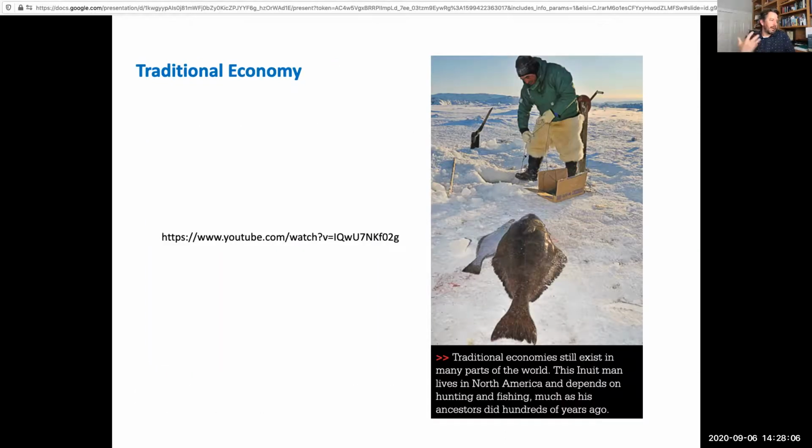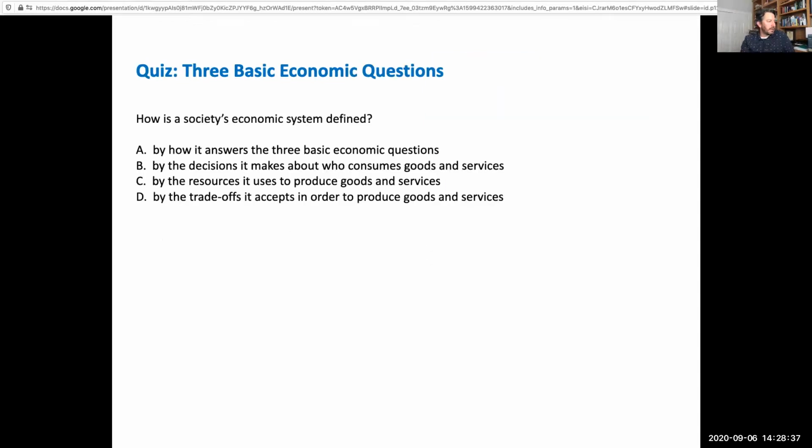Okay, so now let's talk about a traditional economy. This is just one example of an economy. Here we have an Inuit man up in Alaska who is hunting for fish. His ancestors did the same thing. Maybe slightly different tools, but for the most part, they did the same thing he's doing today.